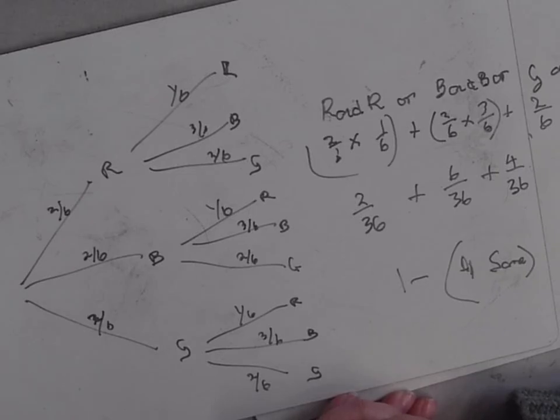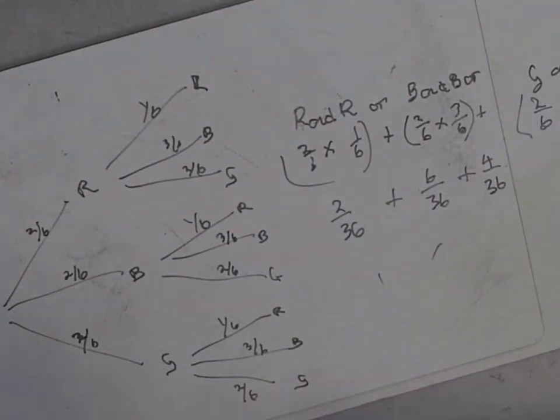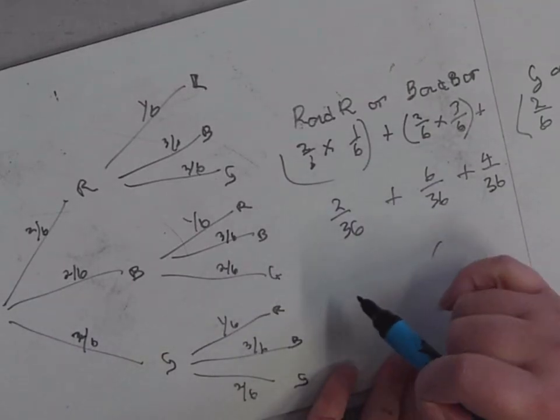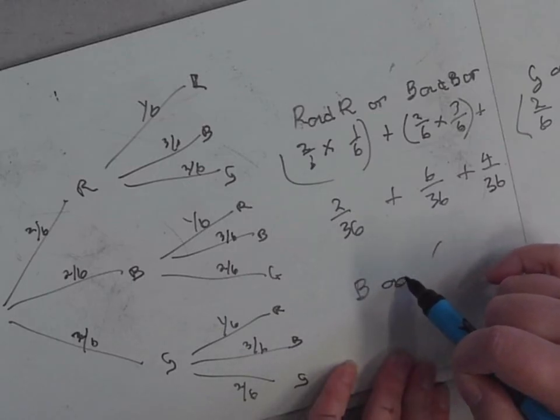No, the question is blue and green. Oh, sorry, I'm reading the wrong question. Right, okay. Where am I? Find the probability that one of the cubes lands blue and the other green. It doesn't say order, so it's blue and green.